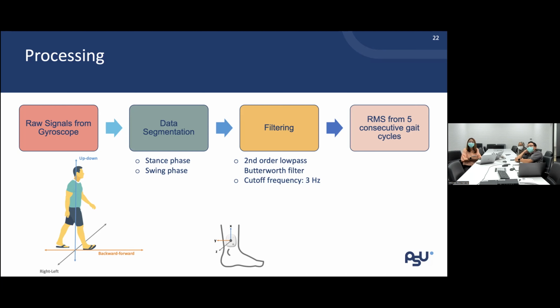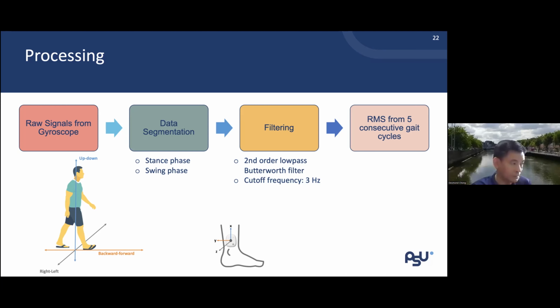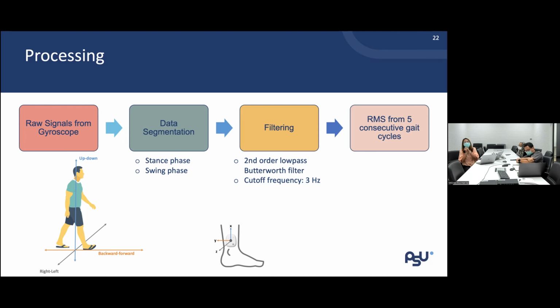Actually, if the patient wears the wearable device, it can provide feedback during the training or rehabilitation. As you know, the stroke patient walks with asymmetry between the affected and non-affected side. So during walking, it can be used to track the progress of the patient also.